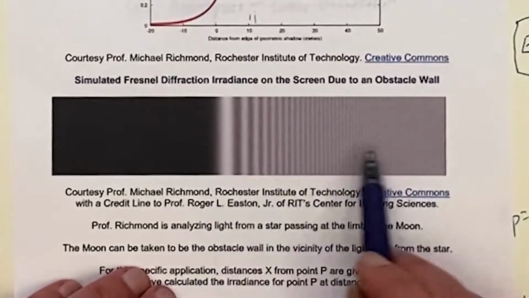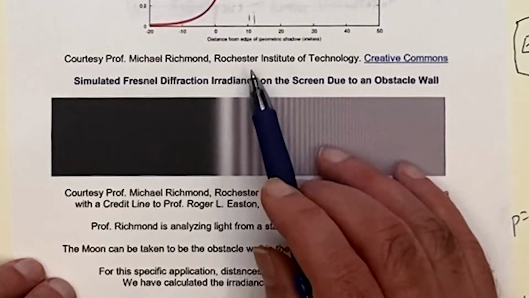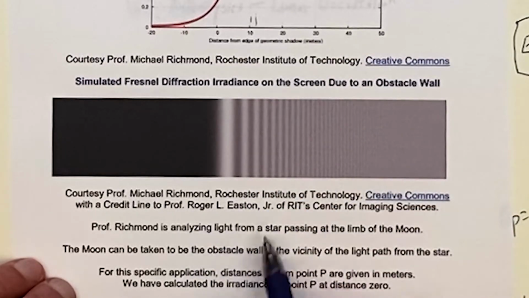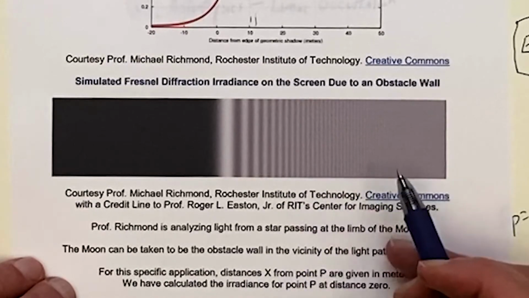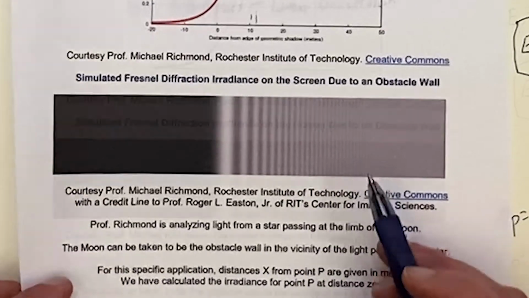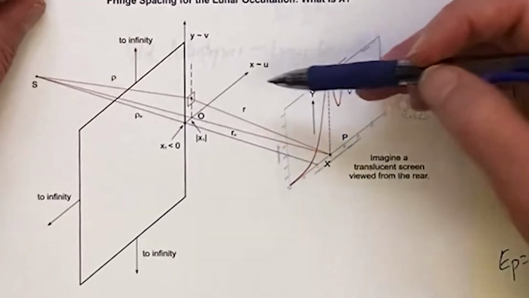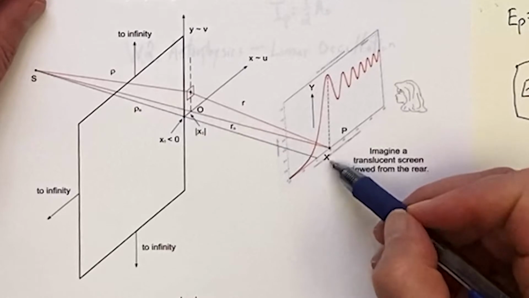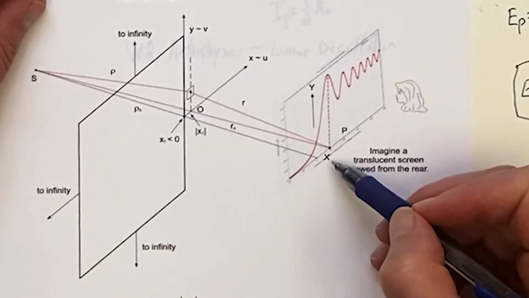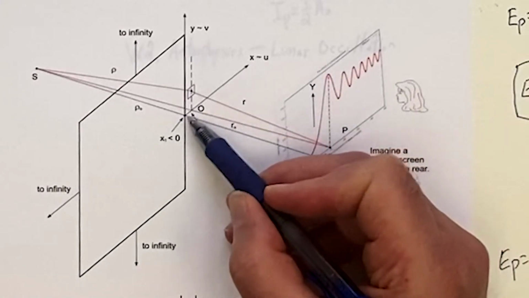And we're going to get something like this. All right. In fact, on this website I went to, the Rochester Institute of Technology, they were analyzing light passing at the limb of the moon. Right. So in this case, we're going to have to deal with these coordinates, because see, this is capital X. We got to deal with this now. So to do that, let's look at, first of all, this x.